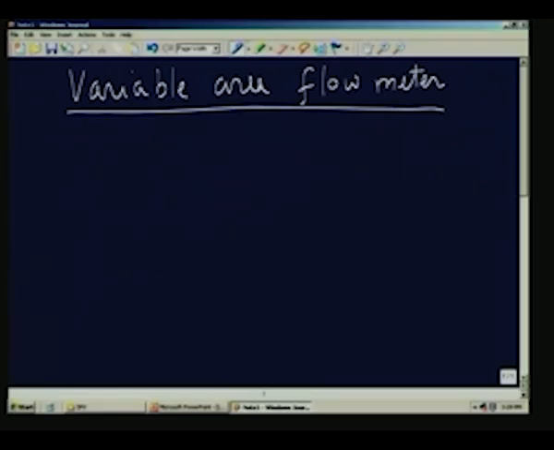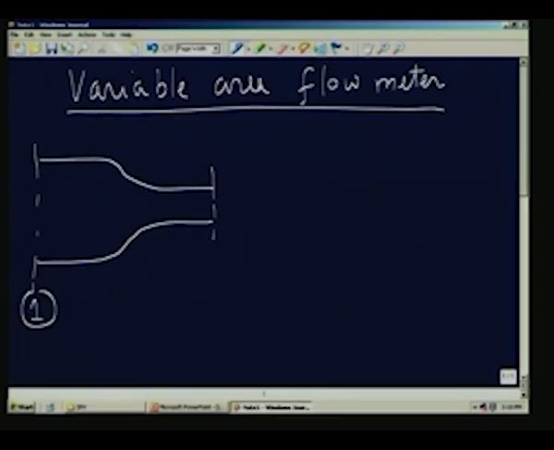So, let me just indicate what we are trying to do. We will deliberately introduce some change in area. So, let us assume that this is the region in which we are interested. We will call this station 1, we will call this station 2, and we shall assume for the present that the flow is entering with the velocity u1 and the area of cross section is a1, and at section 2 the values are going to be u2 and the area of cross section a2.